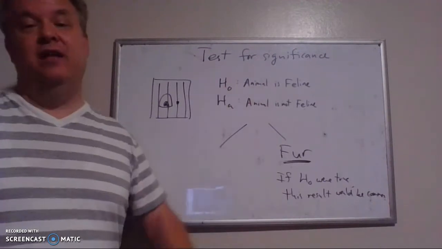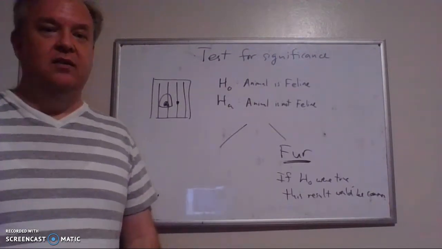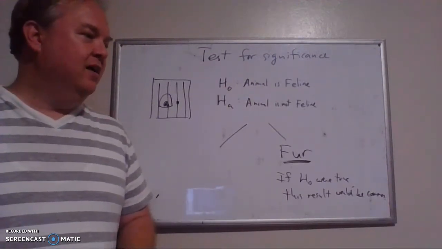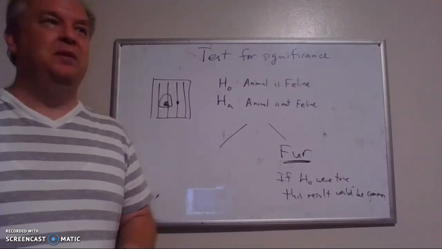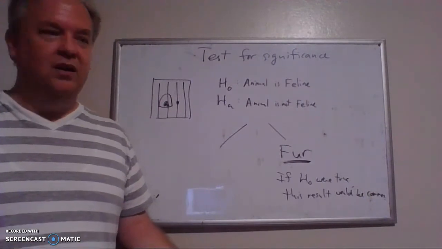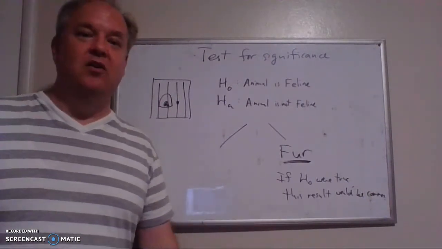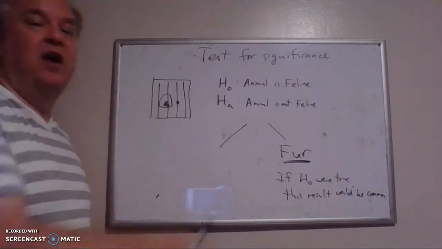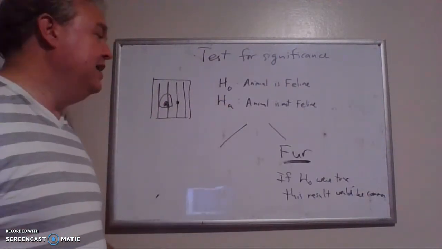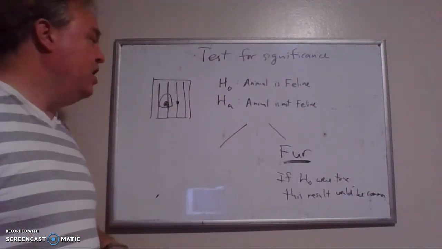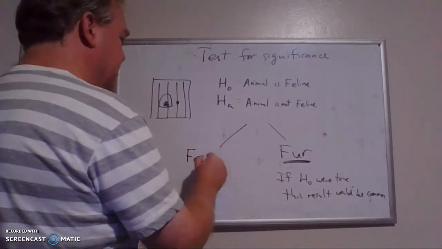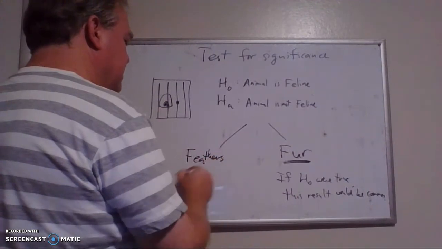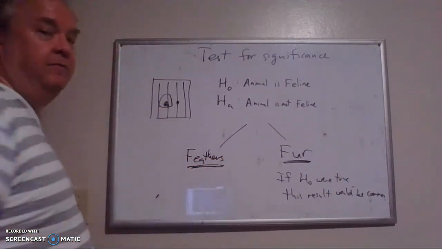I mean, it could be something else that sheds fur, like a meerkat, which is not really a cat, or a bear, or a coyote, or a badger, some other animal that has fur, but it's consistent with it being feline. On the other hand, what if I look around and I see feathers instead of fur?